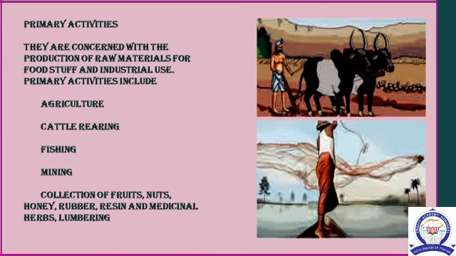First, we can see primary activities. They are concerned with the production of raw materials for foodstuff and industrial use. Primary activities include agriculture, cattle rearing, fishing, mining, collection of fruits, nuts, honey, rubber, resin, medicinal herbs, and lumbering.